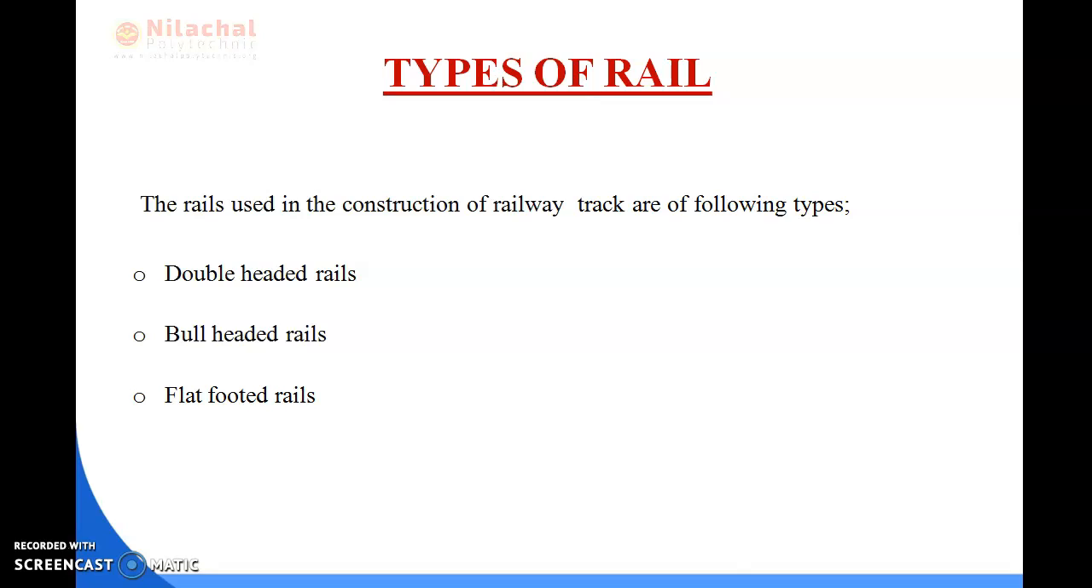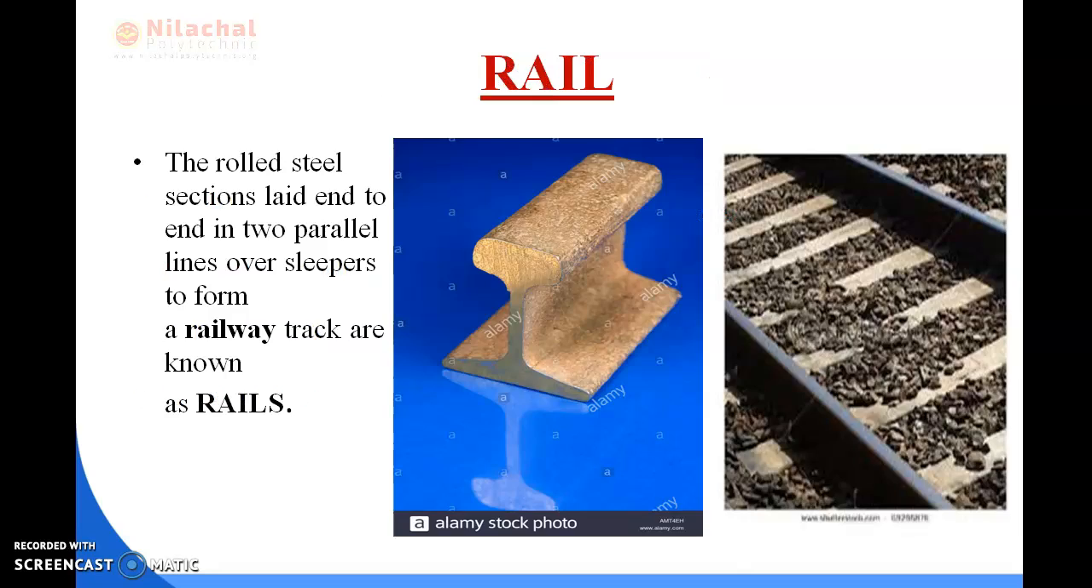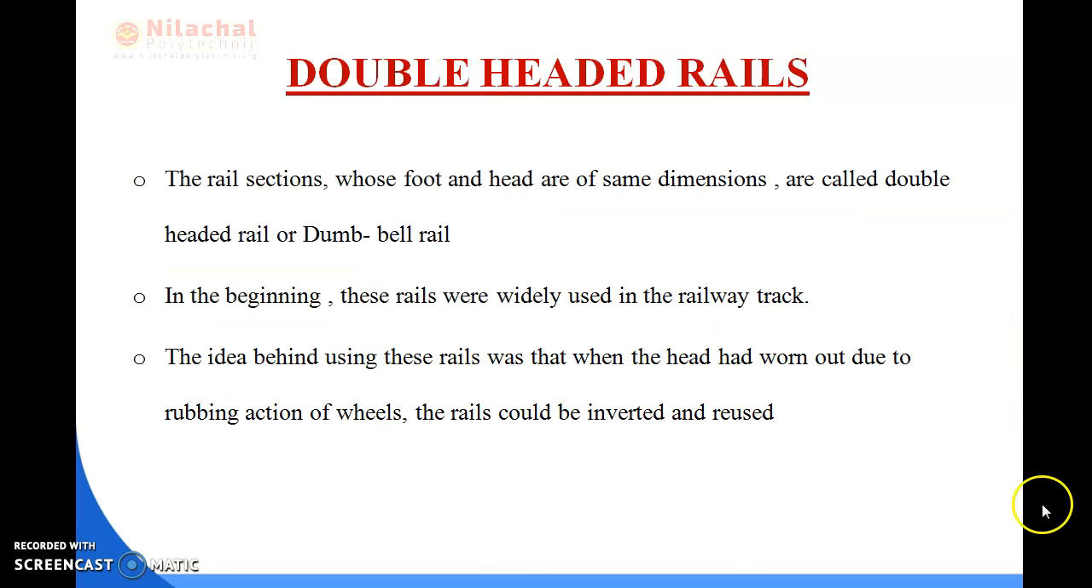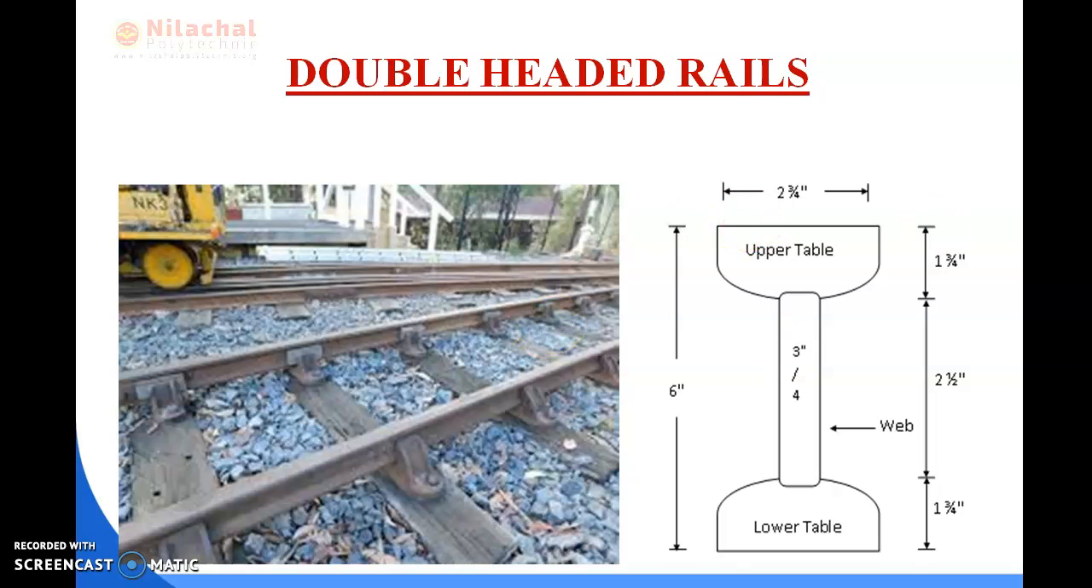Basically, rail is of three types. One is the double headed rail, the second is the bull headed rail, and the third is the flat footed rail. So now we discuss them one by one. The first one is the double headed rail. So what does double headed rail mean? See here in the picture, double headed rail means it has two heads.